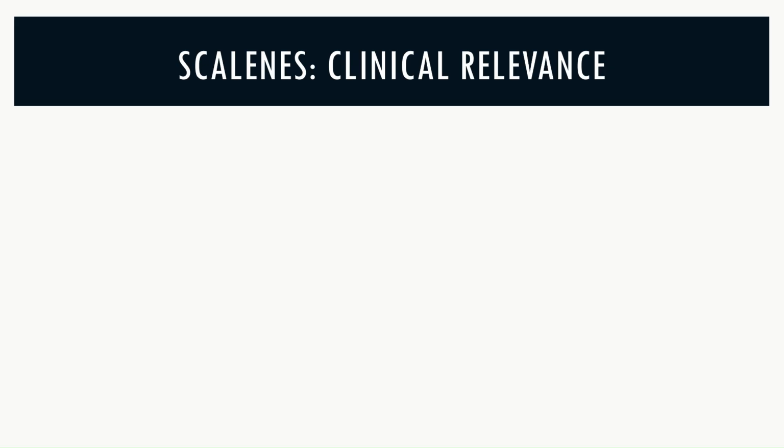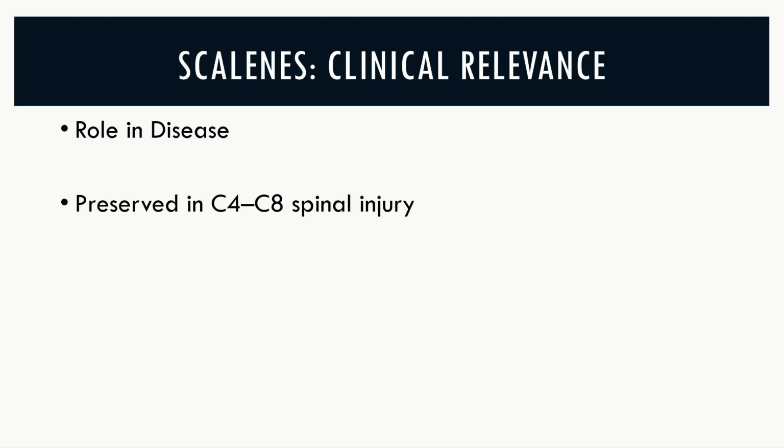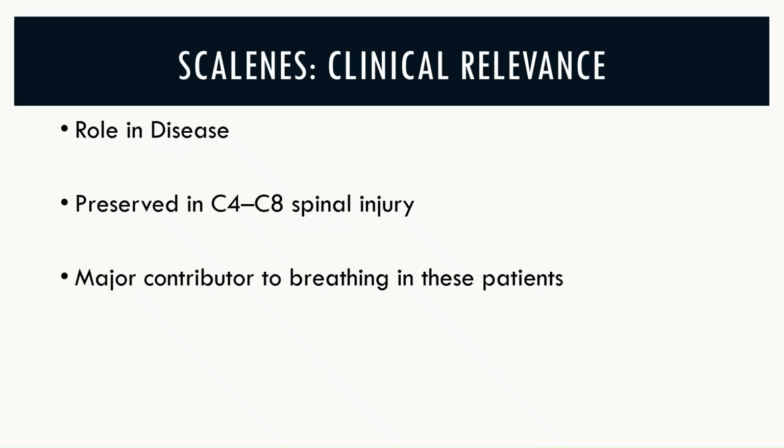Clinical relevance. In spinal cord injuries below C4 to C8, scalene function is often preserved, making them important contributors to upper ribcage movement and also ventilation in these patients.